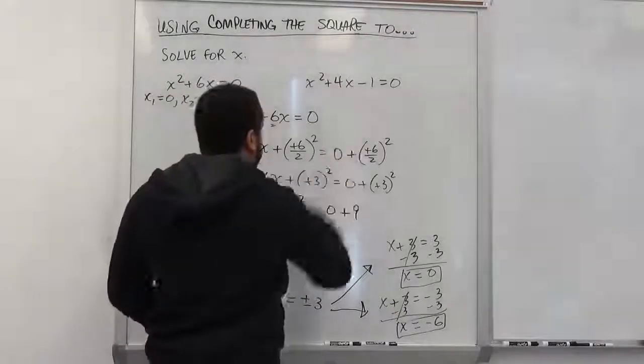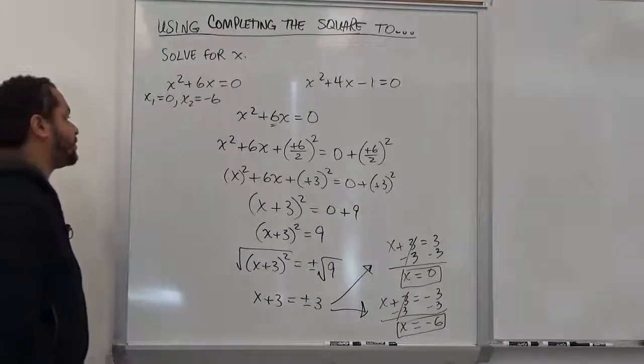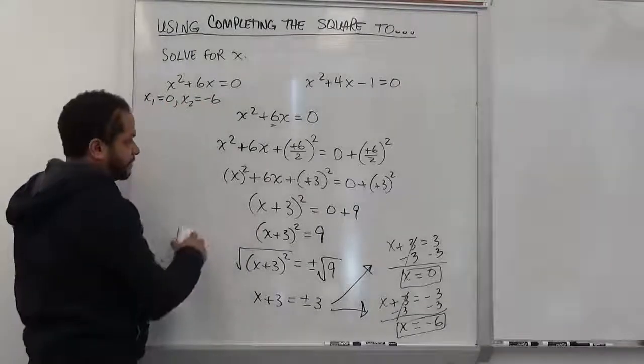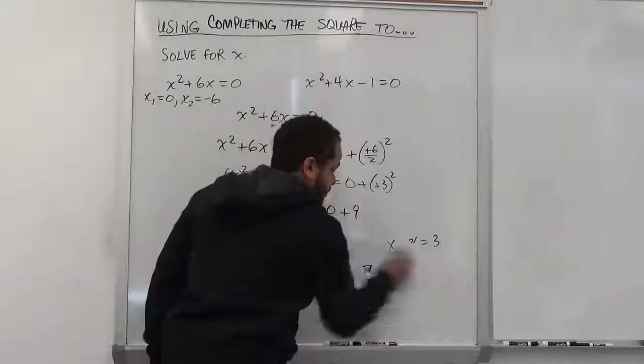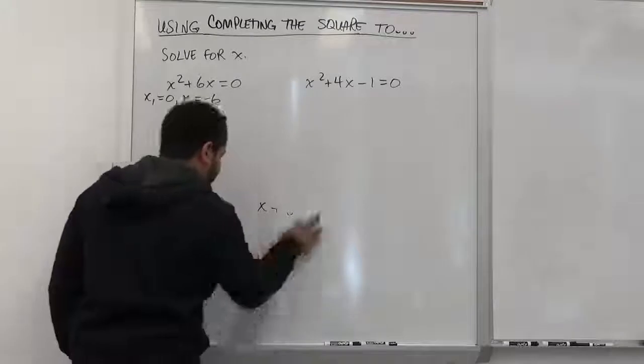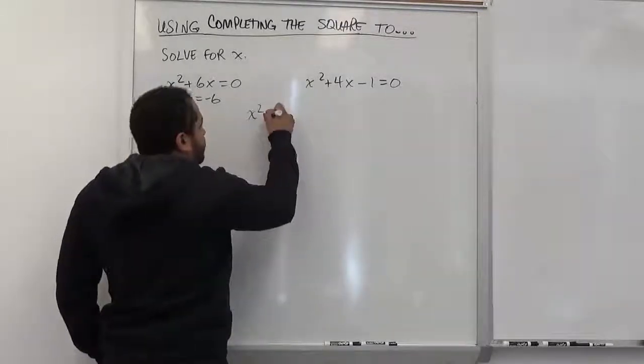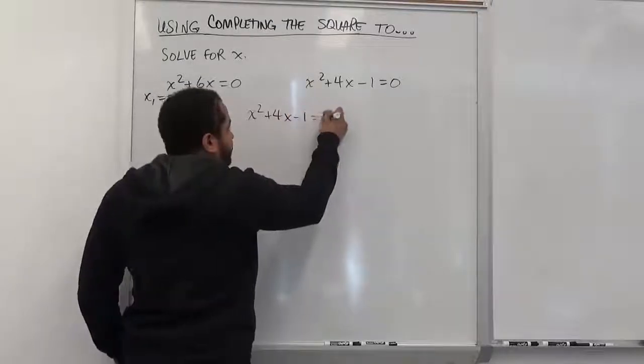Now let's move on to a more complex one, where we have a constant on the left-hand side of the equation. And we'll begin doing the same process, all right? So let me just wipe this down one second. Here we begin again. So now we have x squared plus 4x minus 1 is equivalent to 0.